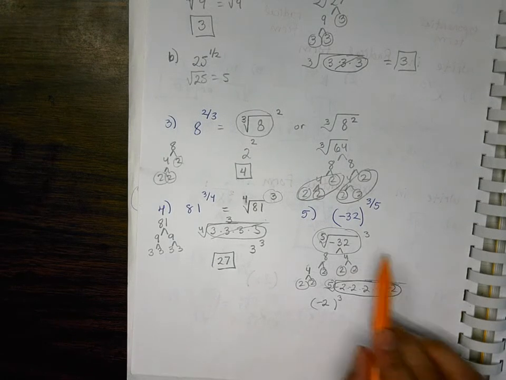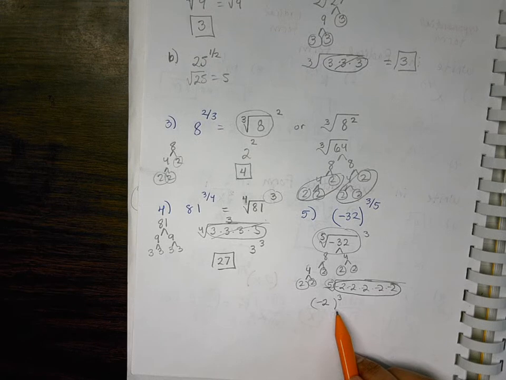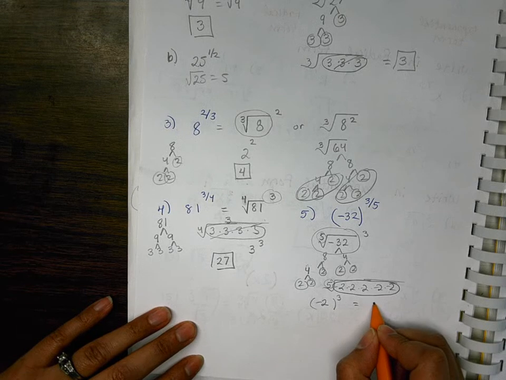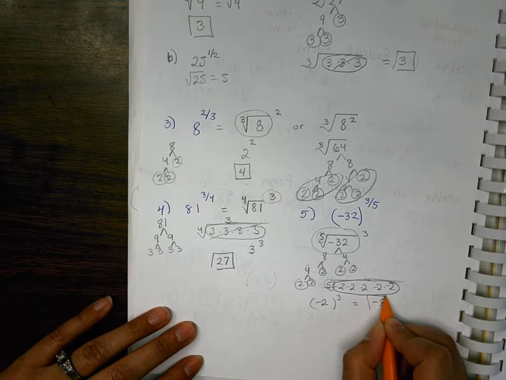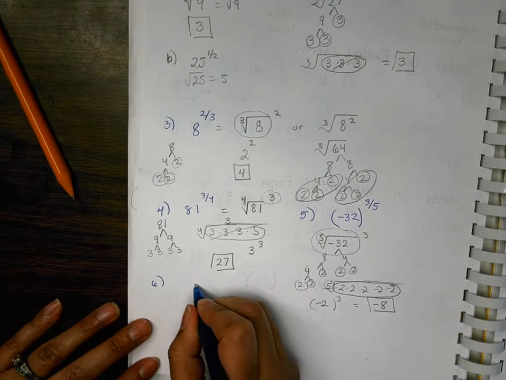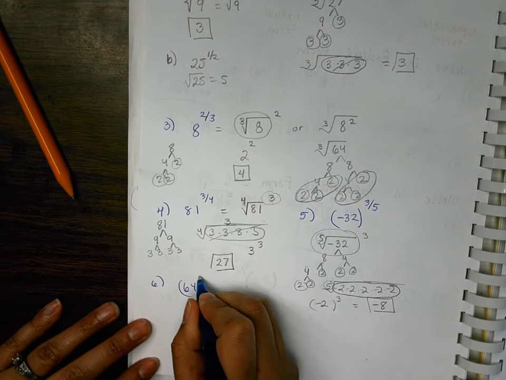All right, so negative 2 to the third is where I'm left. And what's negative 2 times negative 2 times negative 2? Positive or negative 8? Do you have to be careful with that negative and pay attention? Yes. All right, number 6, 64 raised to the negative 2/3.